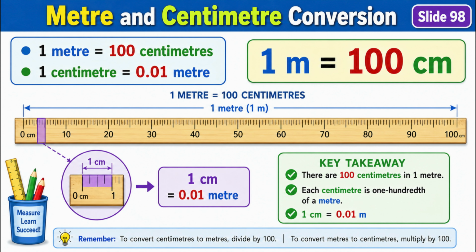Meter and centimeter conversion. 1 meter is equal to 100 centimeters. That means 1 centimeter is 1/100th of a meter. 1/100th written as a decimal is 0.01. So, 1 centimeter equals 0.01 meter.